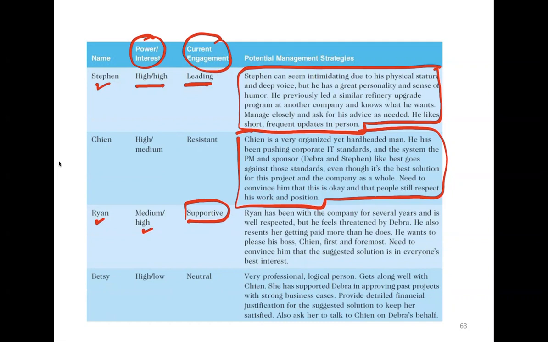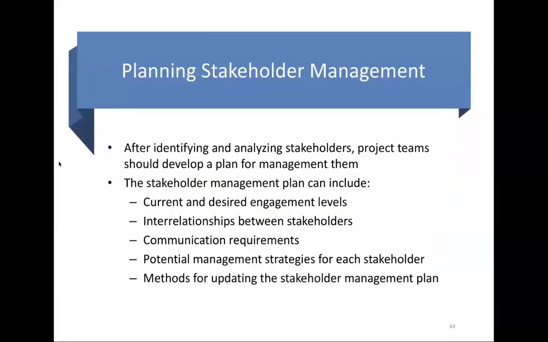Once we identify or classify our stakeholders and we provided a potential management strategy, it's very important that project teams develop a plan to manage the stakeholders. So you do have a strategy to manage the stakeholders, and along with this strategy, the plan should include current and desired management and engagement level, interrelationships between stakeholders, communication requirements, potential management strategy for each stakeholder, and methods for updating the stakeholder management plan.